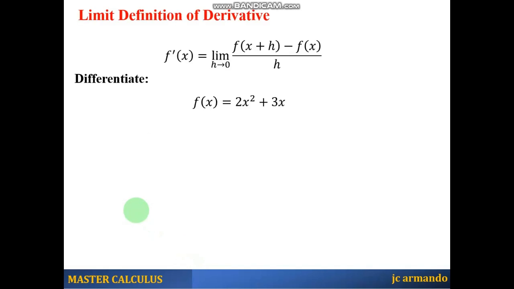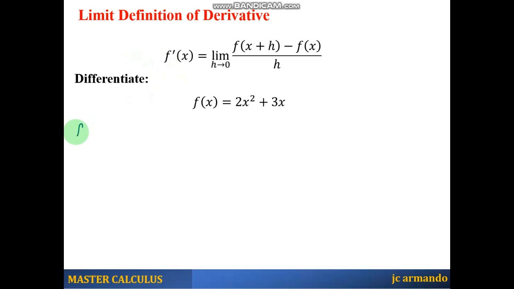So let's have first the limit definition of derivative. Recall that the limit definition of derivative states that f prime of x, or the derivative of f of x, is just equal to the limit of f of x plus h minus f of x divided by h as h approaches 0. So let's have an example. Differentiate f of x equals 2x squared plus 3x. So we're going to use the limit definition of derivative.